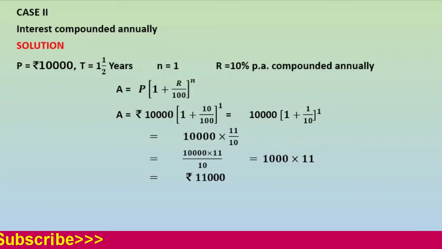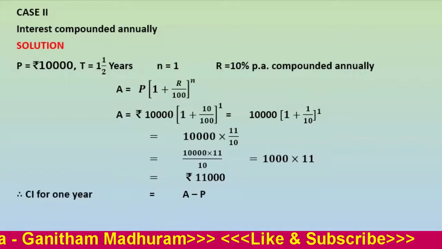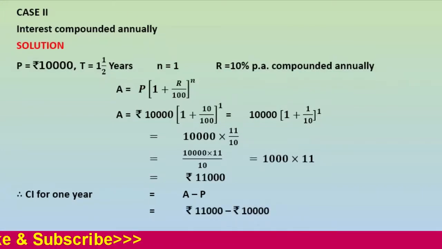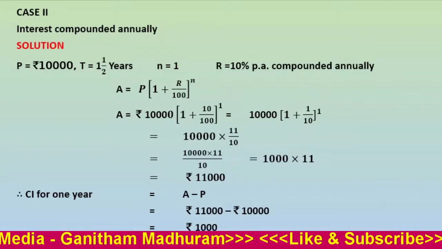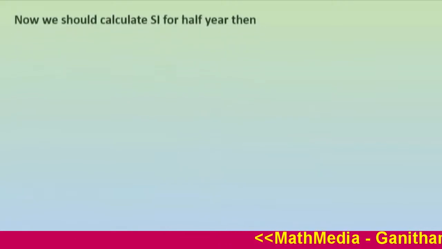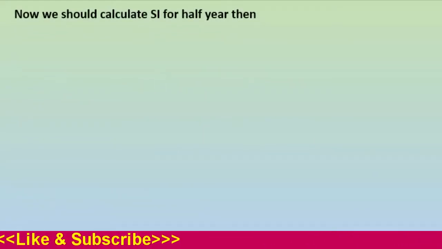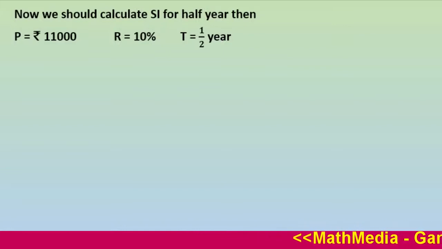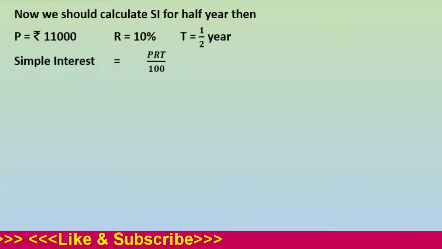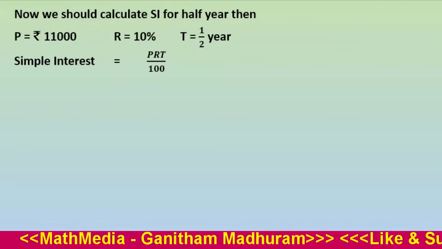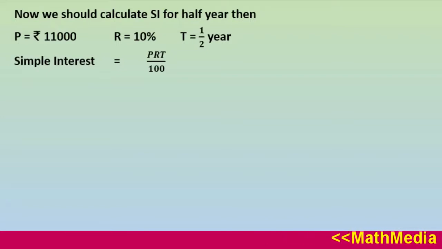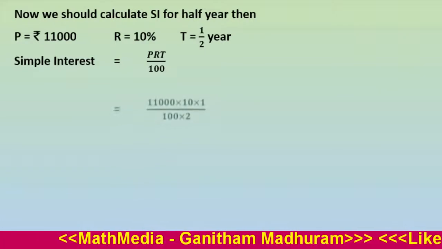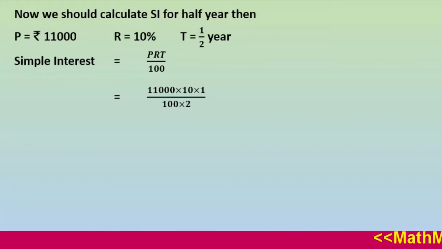Now we can find for the half year. So compound interest for 1 year equal to A minus P, that is 11,000 minus 10,000, which gives rupees 1,000. Now we can calculate simple interest for the half year. Then P equal to 11,000, R equal to 10%, T equal to half year. Simple interest formula is PRT upon 100. Substitute the values over there. So we get 11,000 into 10 into 1 upon 2 divided by 100. That is 11,000 into 10 into 1 whole divided by 100 into 2.